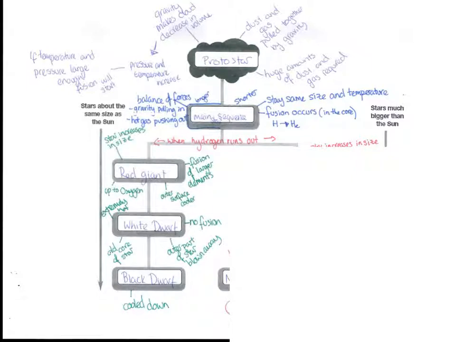Eventually, over time, this old core of the star will cool down, and as it cools down, it will eventually become a black dwarf that isn't hot. And so you're just left with the cold, old interior of a star. Again, no fusion is taking place in the white dwarf or the black dwarf.